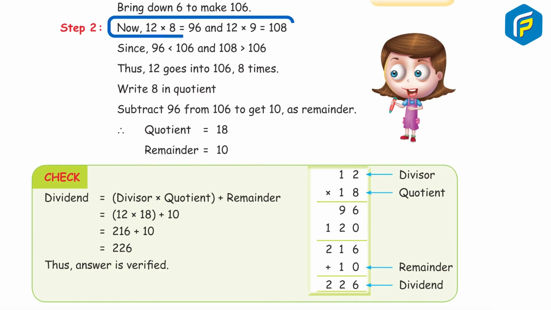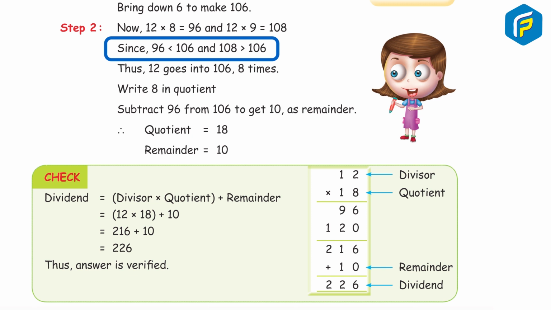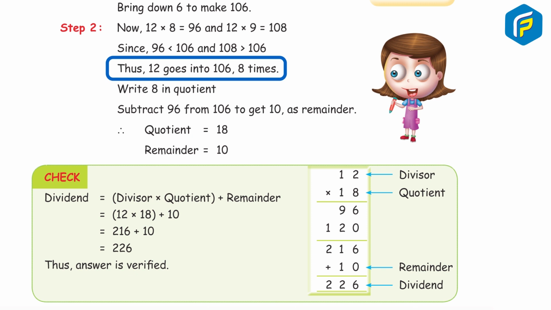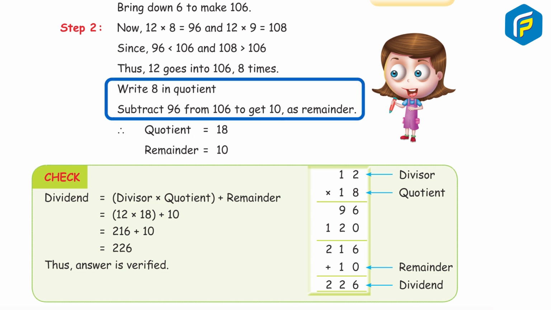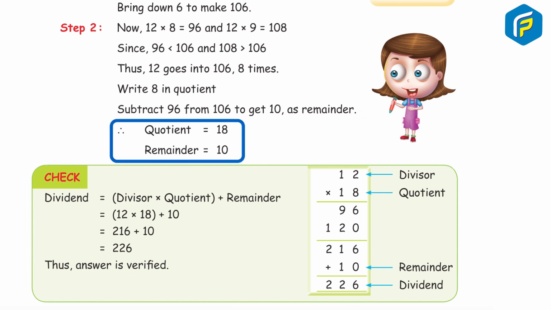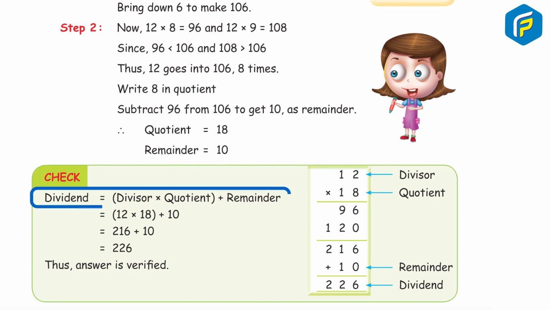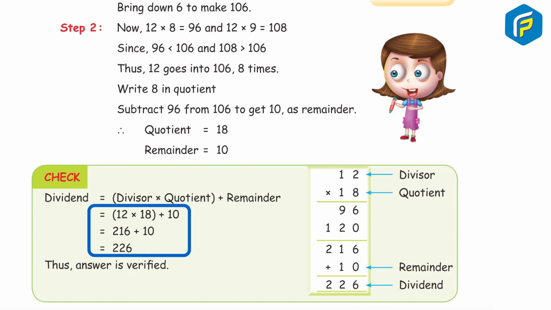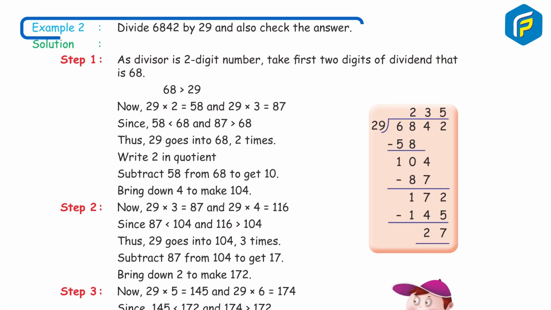Step 2. Now 12 times 8 is equal to 96 and 12 times 9 is equal to 108. Since 96 is less than 106 and 108 is greater than 106, thus 12 goes into 106 8 times. Write 8 in the quotient. Subtract 96 from 106 to get 10 as the remainder. Quotient 18, remainder 10. Check. Dividend is equal to divisor times quotient plus remainder, which is 12 times 18 plus 10, equal to 216 plus 10, equal to 226. Thus the answer is verified.